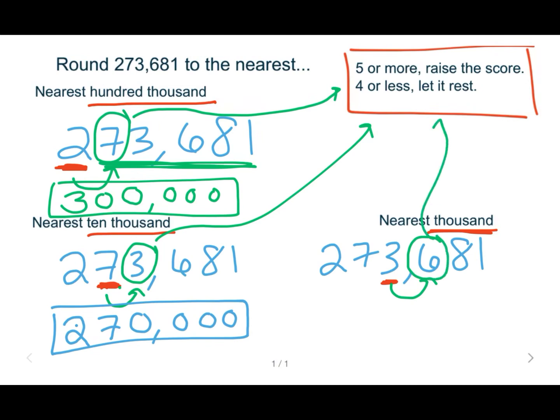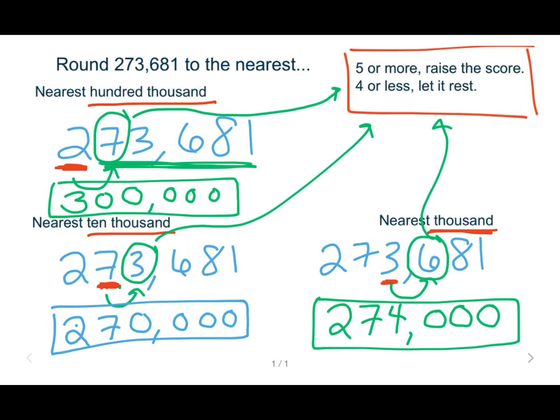Let's think about our rule. It's 5 or more, so we're going to raise the score. So that 6 tells us that our 3 has to change into a 4. So we're going to keep all the digits to the left of our underlined number the same. Our 3 we said will change to a 4. And everything after our thousands place, after our underlined number, will turn into a 0. So we have 274,000.